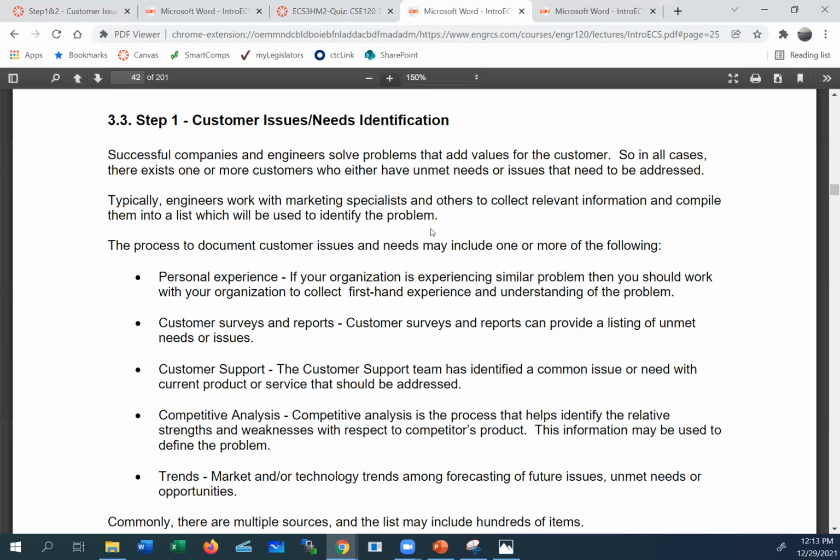Your customer support team always gets concerns and issues from customers, about what customers would like to have that your product doesn't have. Because who do you call when you have a problem? You call customer support. So you want to rely on them to give you more information about what you need to improve. And then last, but definitely not least, is competitive analysis.